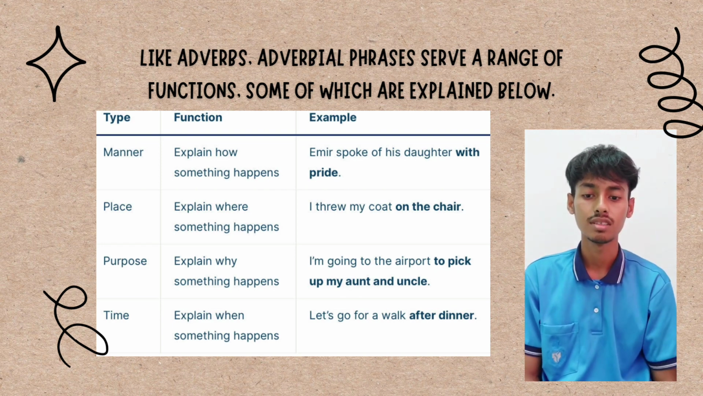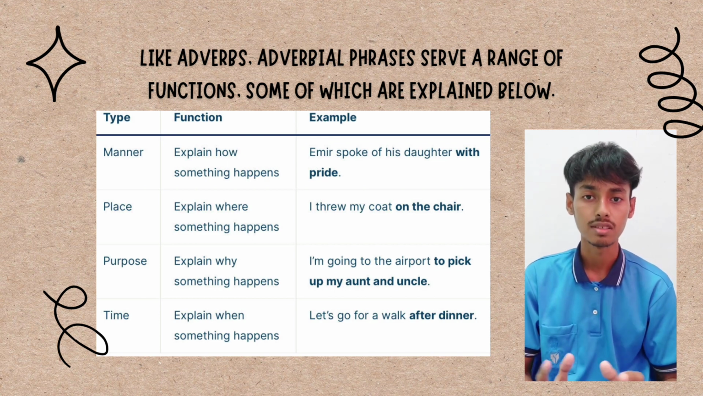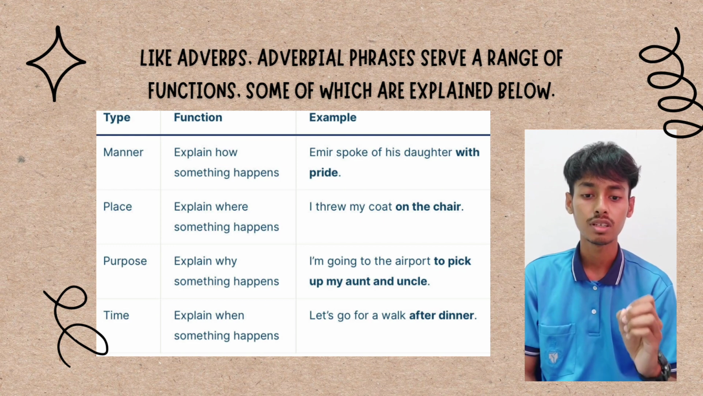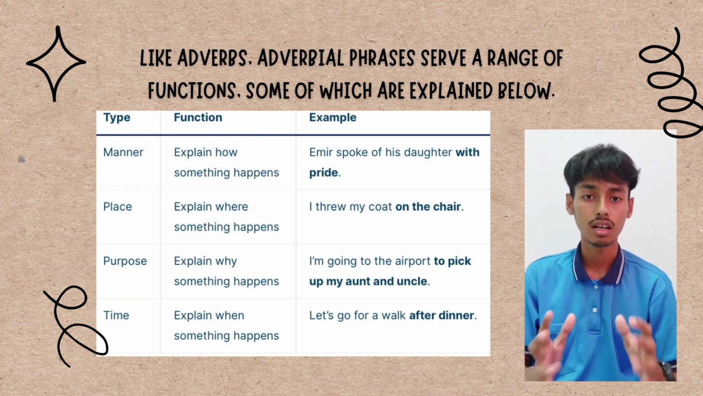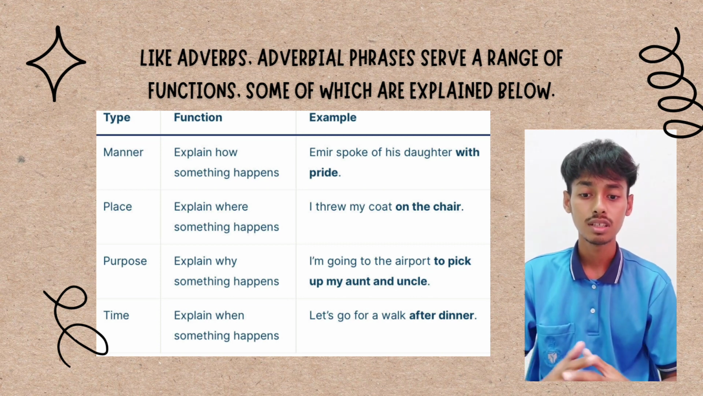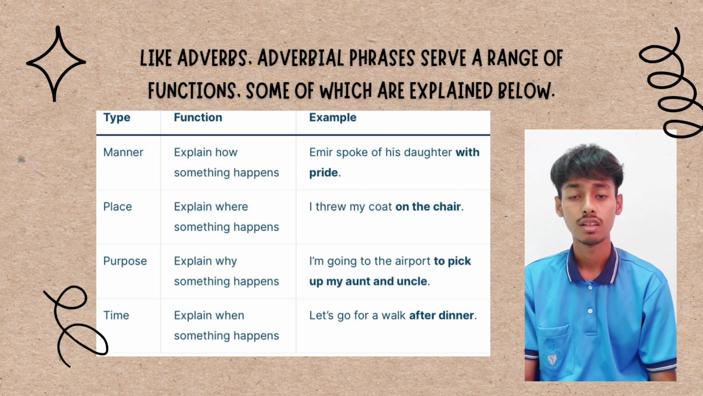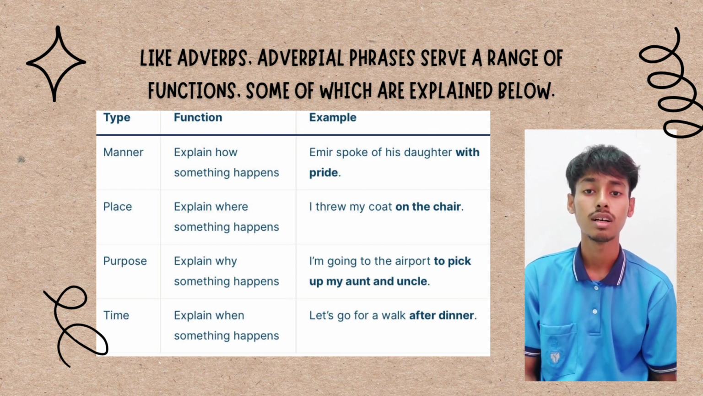And the third is purpose. The function is to explain why something happens. The example is: I'm going to the airport to pick up my aunt and uncle. And the last one is time. The function is to explain when something happened. And the example is: let's go for a walk after dinner.